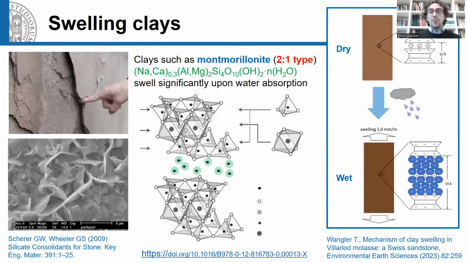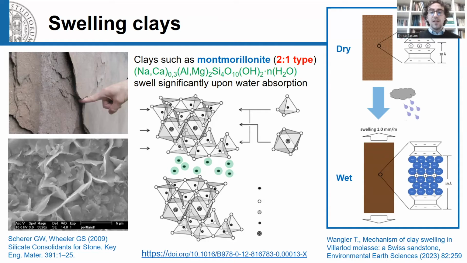A deterioration process that, on the contrary, is typical of sandstones is the damage caused by swelling clays. In fact, we mentioned that clays can be present in sandstone in the cementing fraction. Some clays, not all of them, but some clays swell significantly upon water absorption, for instance, in the case of rain or rising damp. Some of these clays, for instance, belong to the Montmorillonite group.